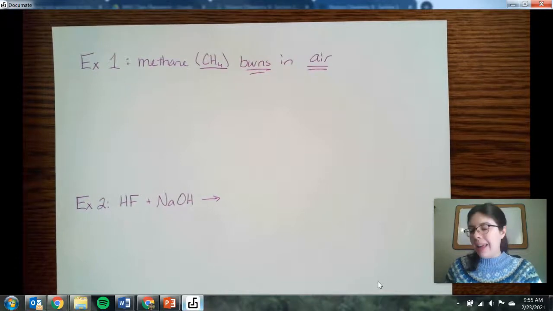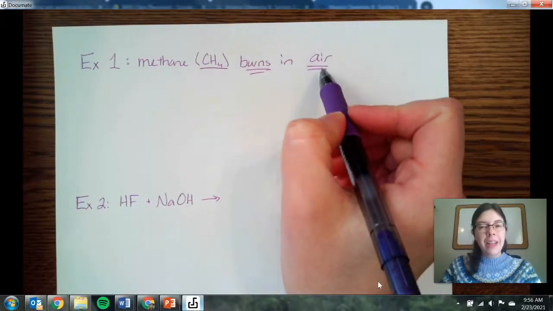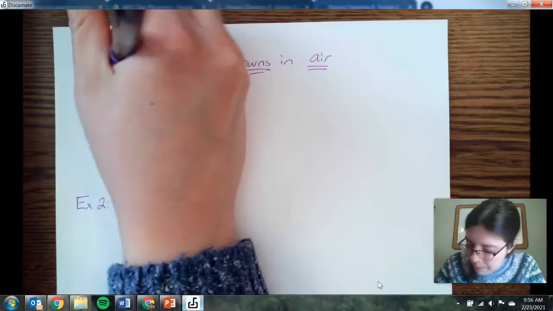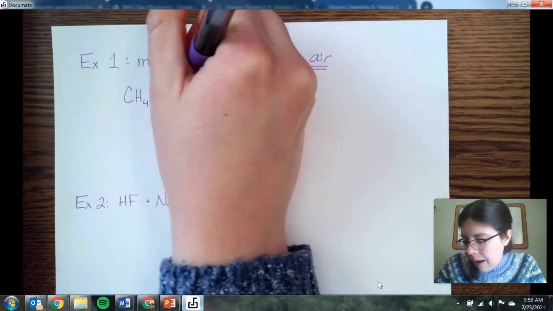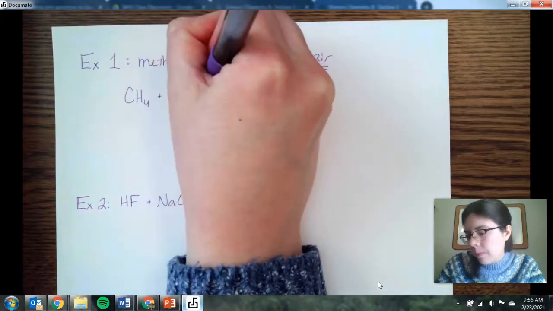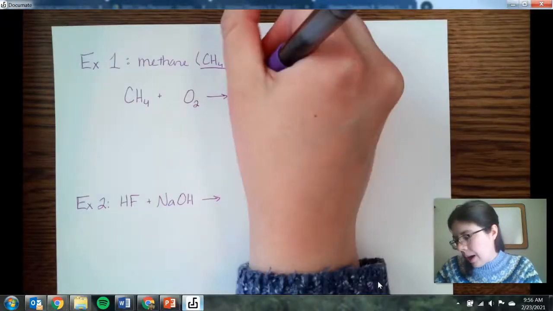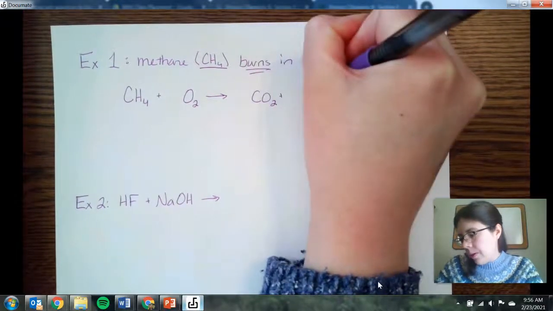So this is actually giving us a hint on what the reactants are, because air specifically is made up of oxygen plus some other stuff. But as a reminder, combustion reactions always have a hydrocarbon plus oxygen, okay? And then they always have the same two products. So we get carbon dioxide and water, H2O.